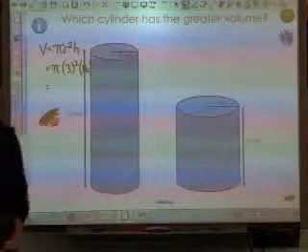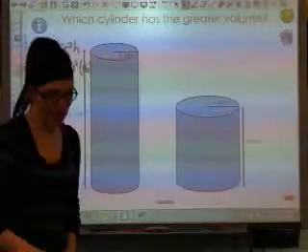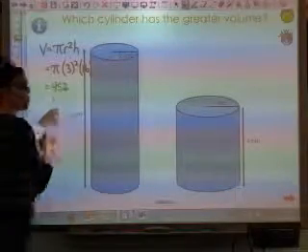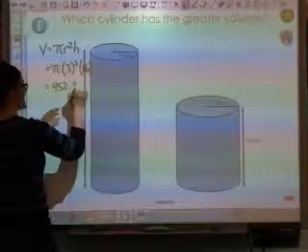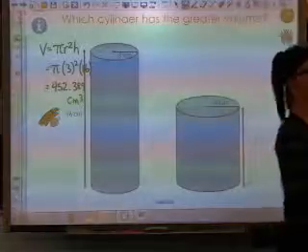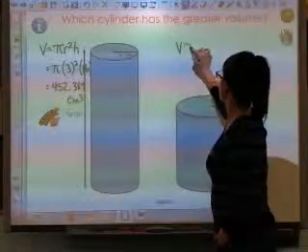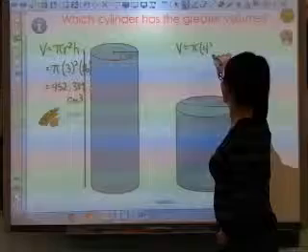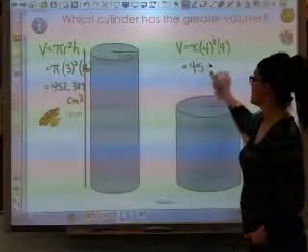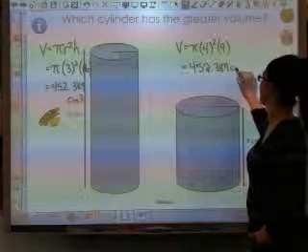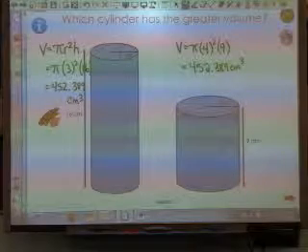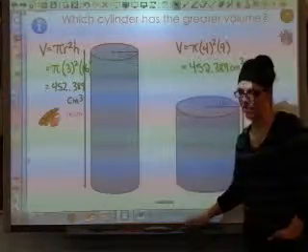So pi times 3 squared times 16, which would be pi times 9 times 16, gives me 452.389 cubic centimeters. So if I go to this little guy, volume equals pi times r squared times h. What did you get? Because I got the same thing. Their capacities are the same. Just because they're different sizes, they can still have the same capacity.